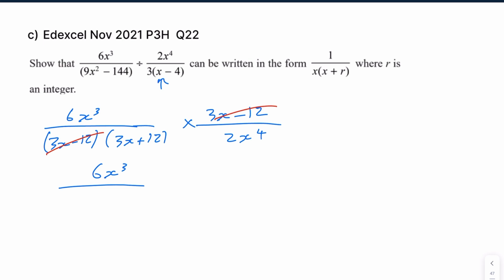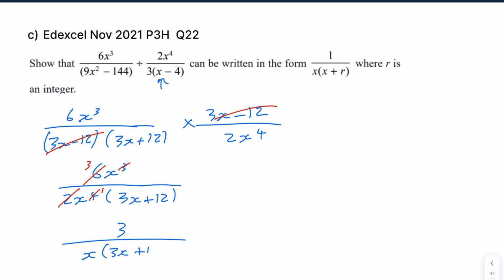all over 2x, 4 bracket x, 3x plus 12. And over here, now 2 goes into 6 3 times. I can cancel this x out with this. That becomes a 1 down here. So that becomes 3 all over x bracket 3x plus 12.